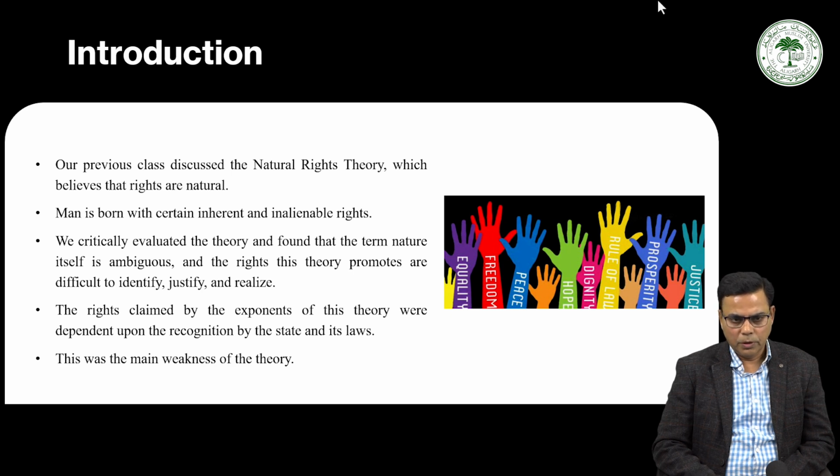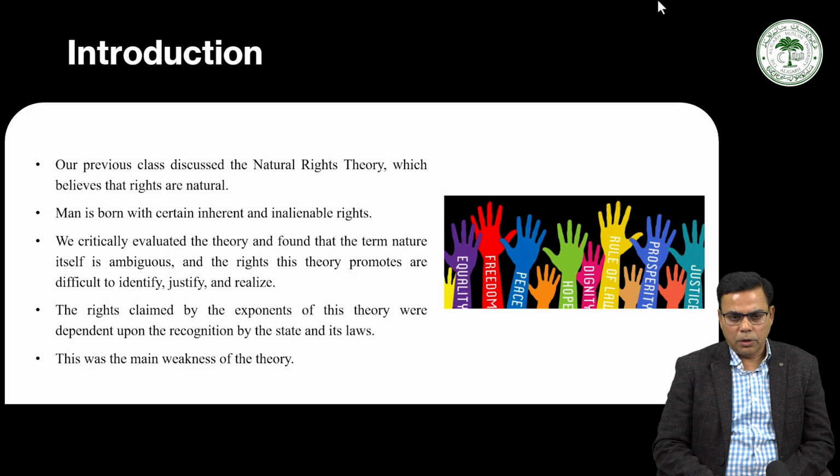be taken away. We critically evaluated the theory and found that the term nature itself is ambiguous, and the rights this theory promotes are difficult to identify, justify, and realize. For example, if we say that certain rights are natural, then who will implement those rights? If the law of nature is there, then who will interpret the law of nature? If there are more than one interpretations, which interpretation should be accepted and which should be rejected? These are the puzzling questions that natural rights theory is not able to answer.